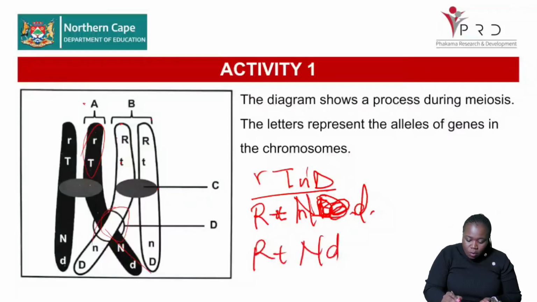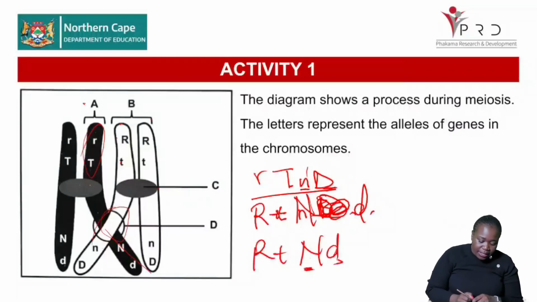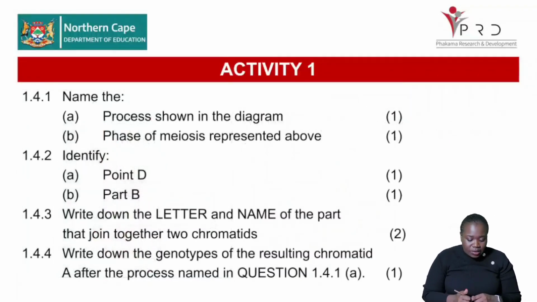And then the other one is the opposite, small letter N and capital letter D. Here, capital letter N, small letter D. They have exchanged genetic material now, right? Okay, let's look at the questions.